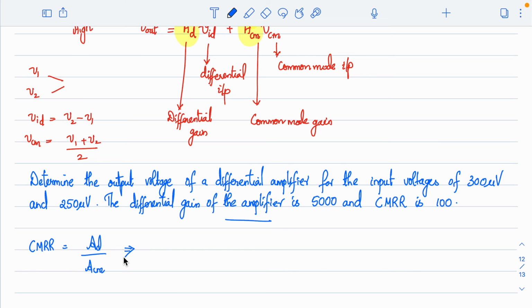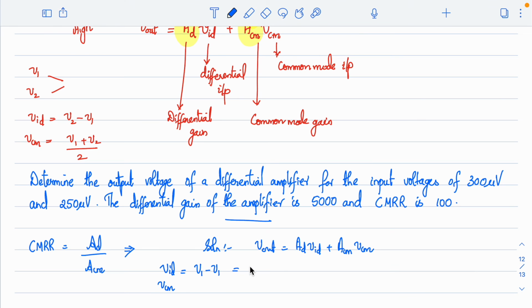The question is determine the output voltage V0 of a differential amplifier. So what we can write is output voltage V0 is equal to AdVd plus ACM VCM. Then the next part is you should find what is VID and VCM, right? What is VID? VID is V2 minus V1 or V1 minus V2.